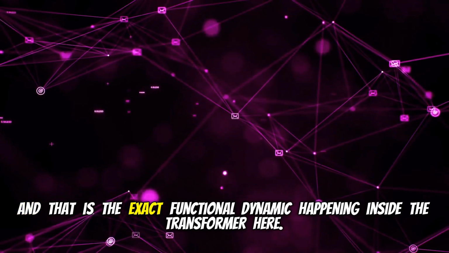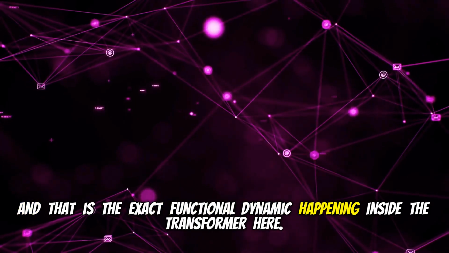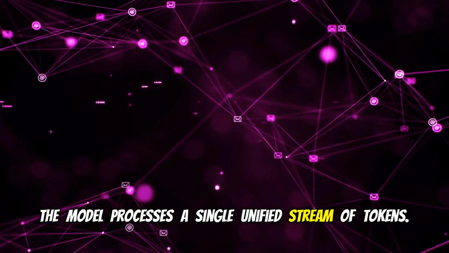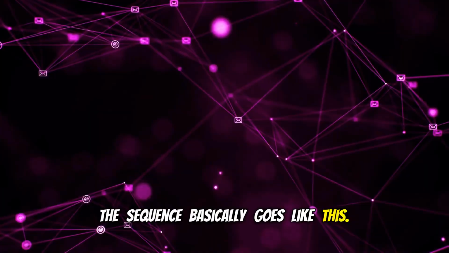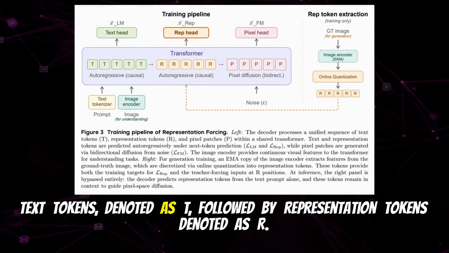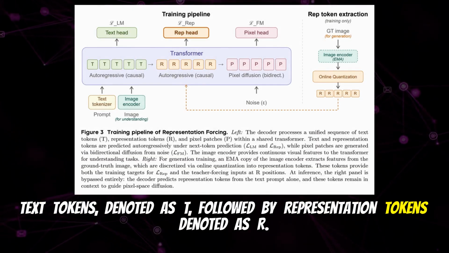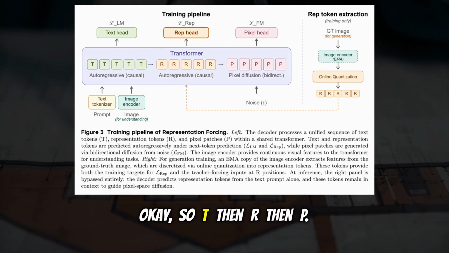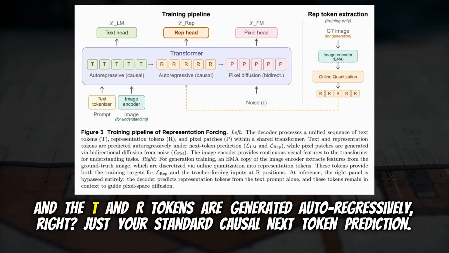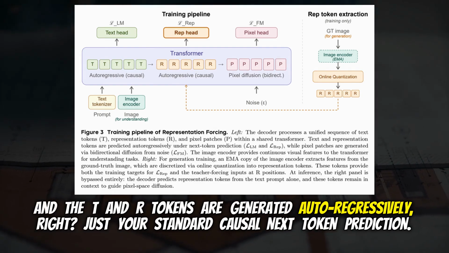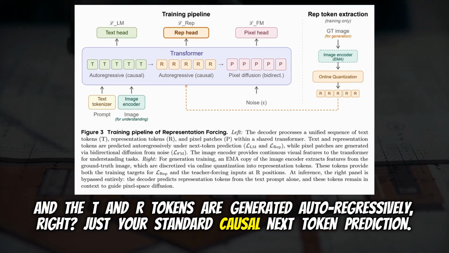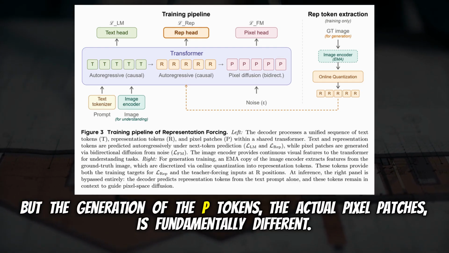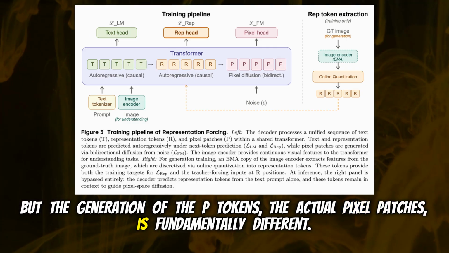And that is the exact functional dynamic happening inside the transformer here. The model processes a single unified stream of tokens. The sequence basically goes like this. Text tokens, denoted as T, followed by representation tokens, denoted as R, and then finally pixel patches, denoted as P. Okay, so T, then R, then P. And the T and R tokens are generated autoregressively, right? Just your standard causal next token prediction. Yeah, standard next token. But the generation of the P tokens, the actual pixel patches, is fundamentally different.